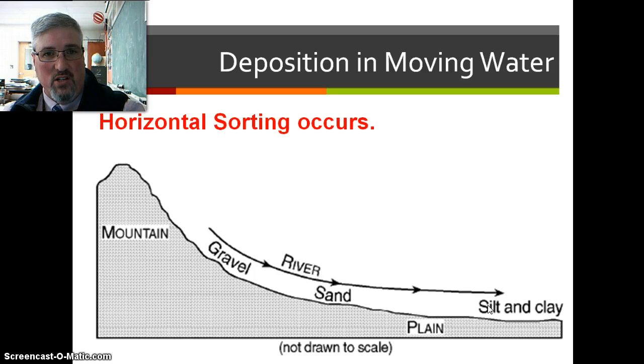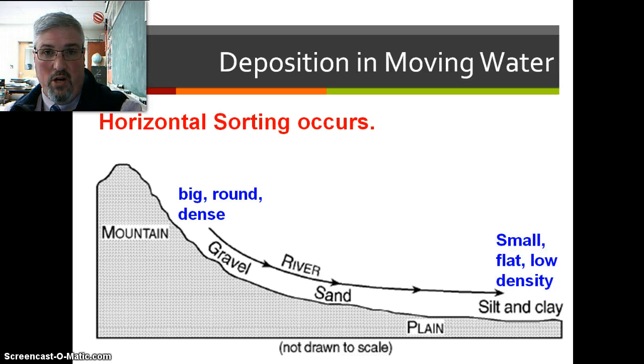so it's going to drop particles off exactly the way it shows you on the graph in your reference tables, top right corner of page 6. The boulders will be up here, then the cobbles, and then the sand, and then the silt and the clay out here on the far right. The big round dense particles, those are the boulders. The small flat least dense particles, those are the clay particles.